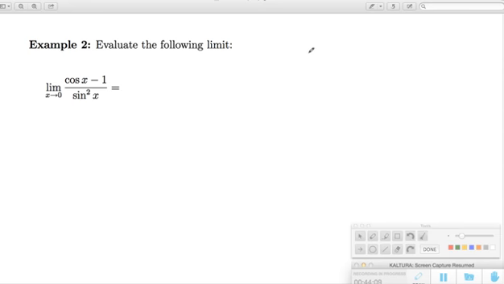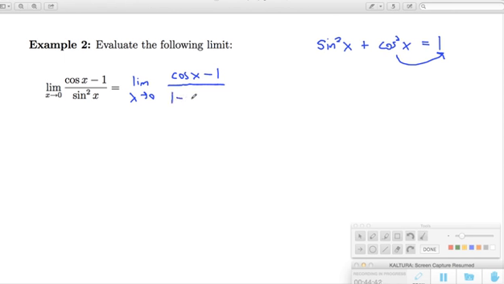Remember that one of the most basic trig identities is that sine squared of x plus cosine squared of x happens to be 1. Well, if you just move cosine squared of x to the other side of the equation, sine squared of x is equivalent to 1 minus that. So, on this original limit, looking at the denominator, sine squared of x can actually be written with its replacement 1 minus cosine squared of x.